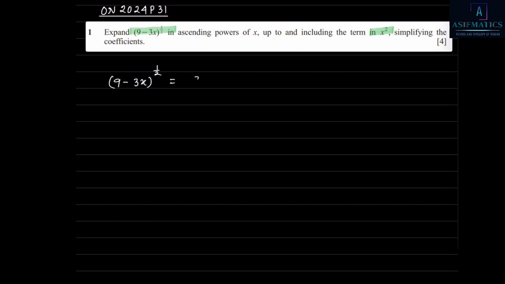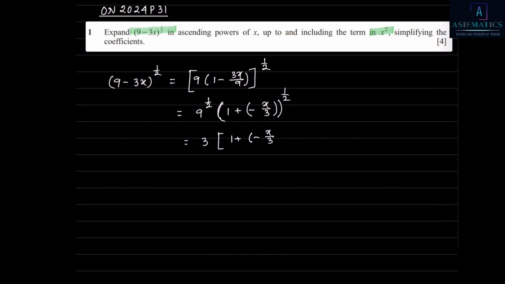So we can write 9, and inside 1 minus 3x by 9, whole to the power 1 by 2. Or here we can write 9 to the power 1 by 2, and then 1 plus minus 3 by 9 is x by 3, so negative x by 3, whole to the power 1 by 2. So here it will come like 3 times (1 plus minus x by 3) to the power 1 by 2.